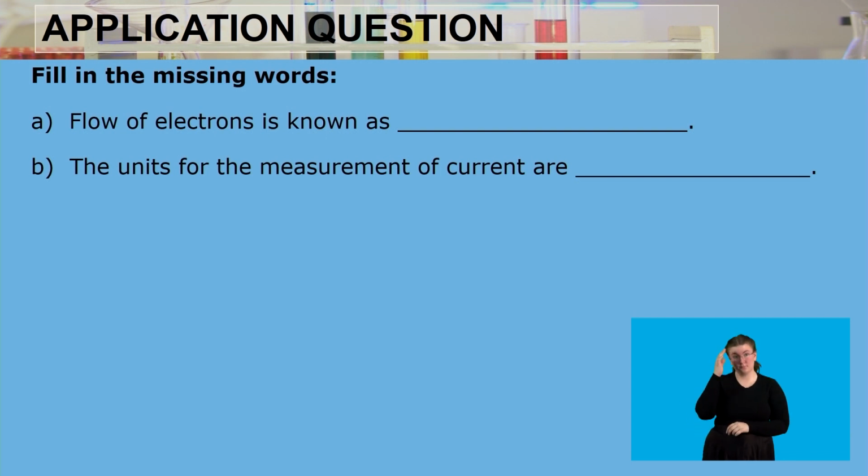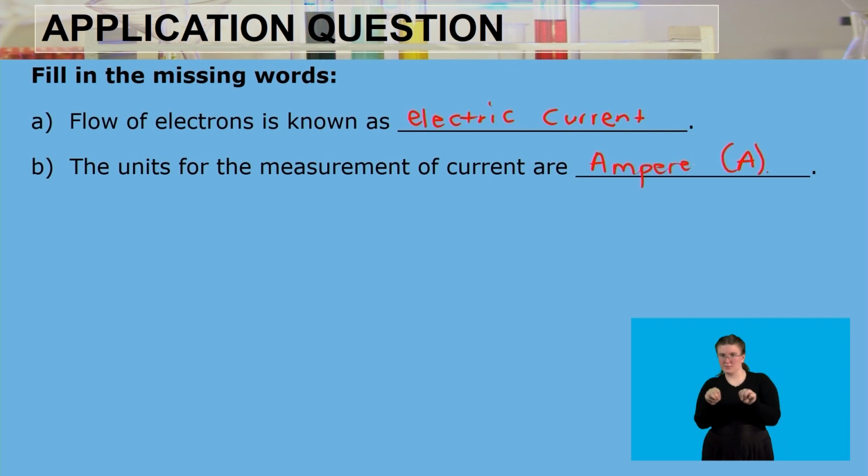So we know that when electrons flow from one terminal to the other terminal, that is known as your electric current. So the flow of electrons is known as electric current. Then B, the units for the measurement of current are, we do know that current is measured through an ammeter, and the units for that ammeter is ampere, with the symbol A for short. Next question.